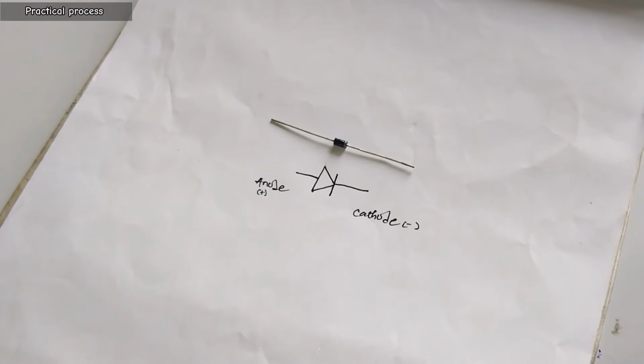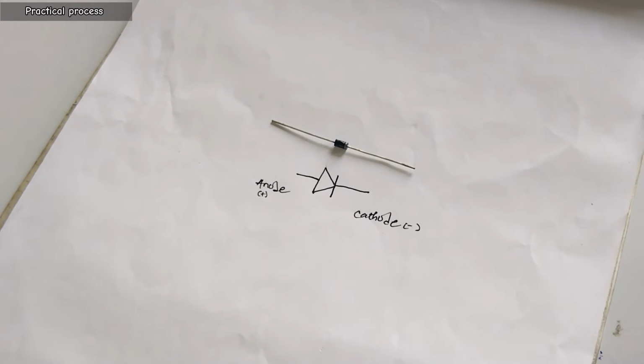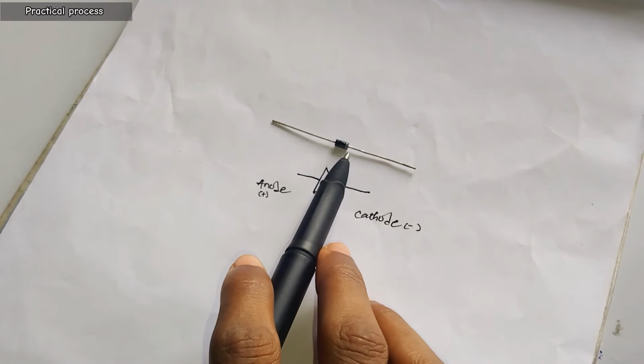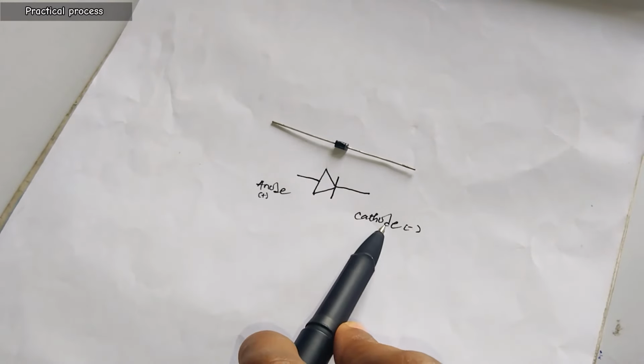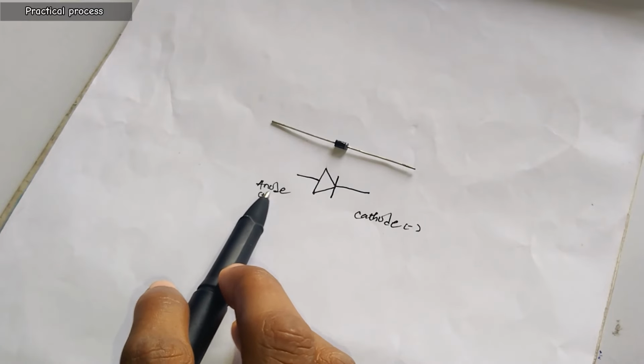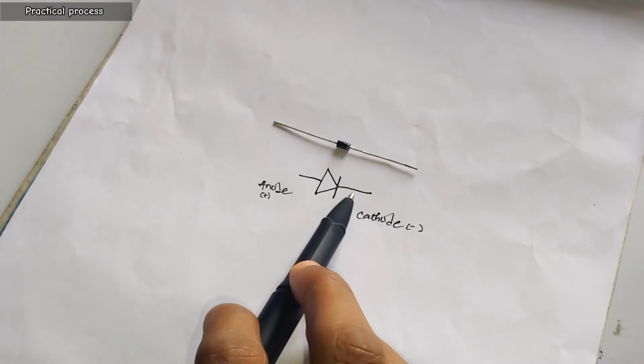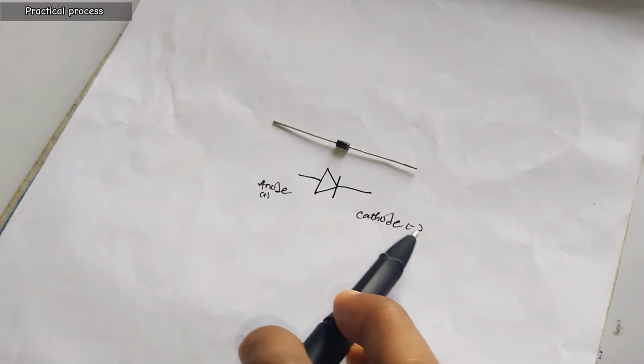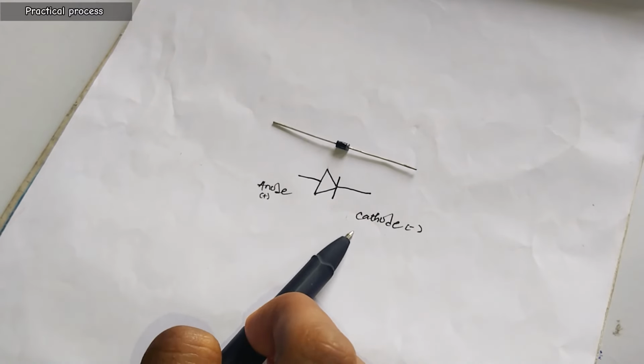Okay, now a diode actually has a symbol. The white side is actually the cathode, while the black side of the diode is actually the anode. The anode is positive, and the white side is the cathode, which is negative. This is how the diagram looks for the diode.